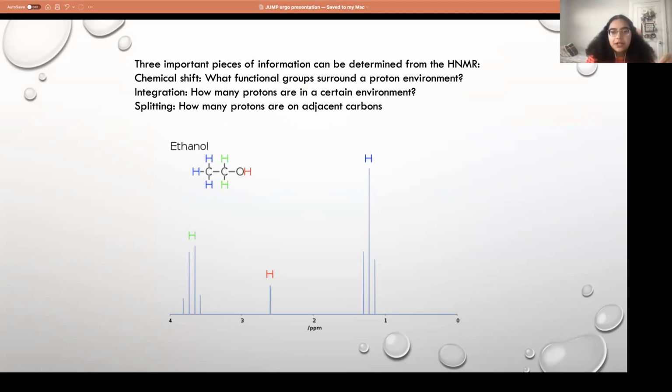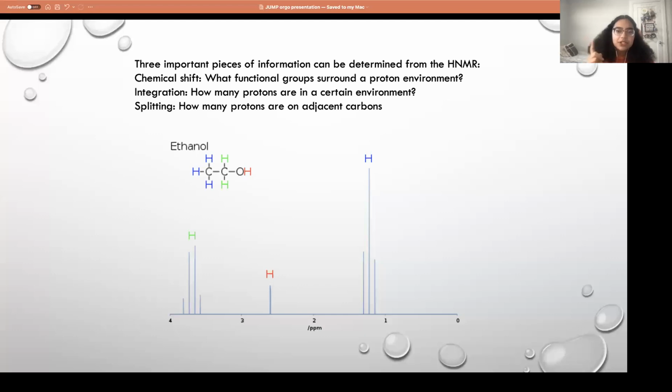Integration is how many protons, or hydrogens, are in the environment, and splitting is how many protons are on adjacent atoms. So for the ethanol molecule there, if you're looking at the green hydrogens, the ones bonded to that carbon, they have 3 neighboring hydrogens, the 3 blue ones, and that's why there's 4 peaks. Then you'll see the red one, since it's next to the O, there's no neighboring hydrogen, so it's just the one.